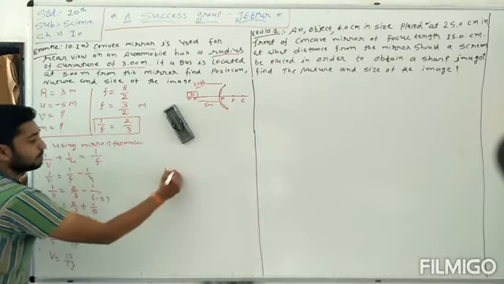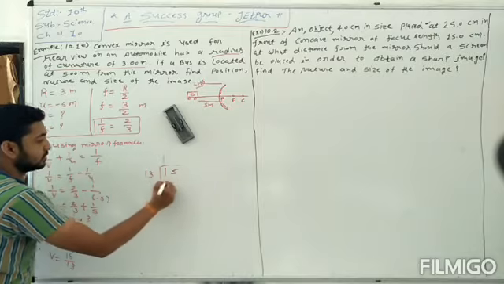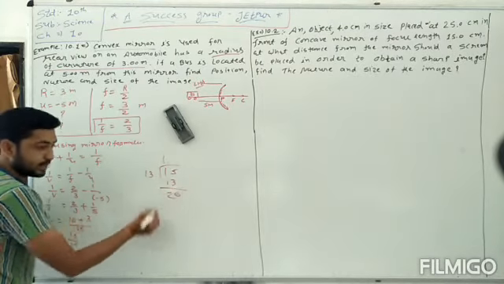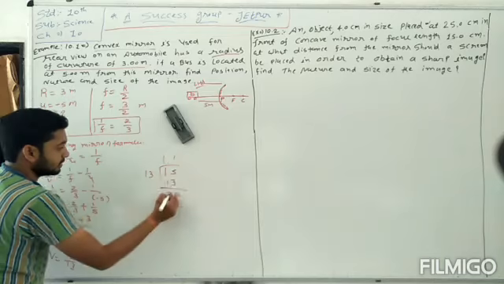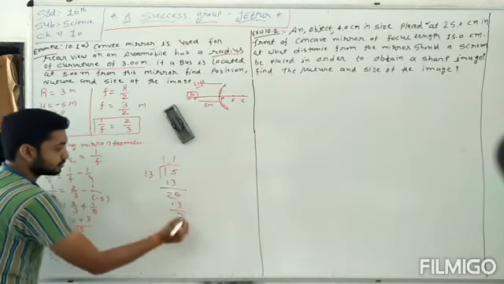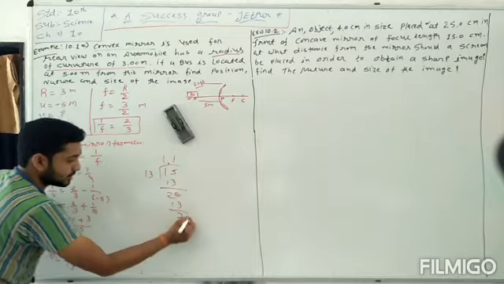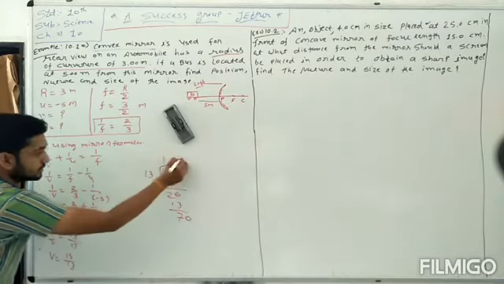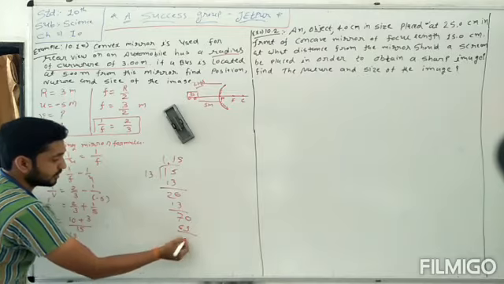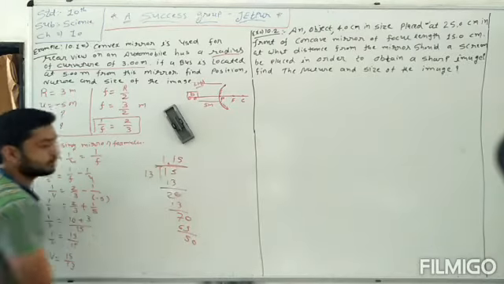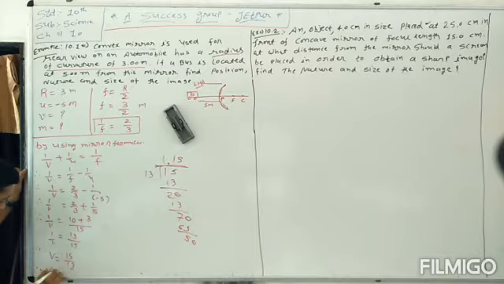Now 15 by 13: 13 ones are 13, remainder 2. Now put the decimal point, so 20. 13 ones are 13, remainder 7. Also we put a point. So we can write here 0. 13 fives are 65, and so on. So the value becomes 1.15. So V is equal to 1.15.